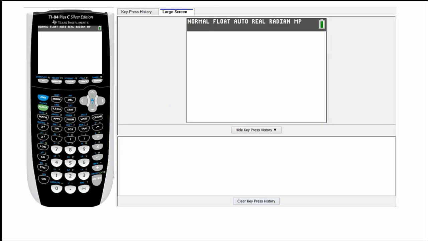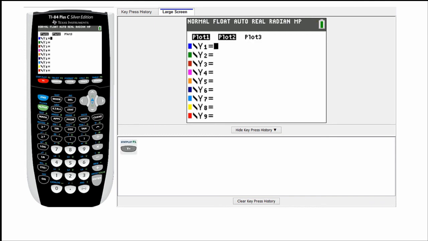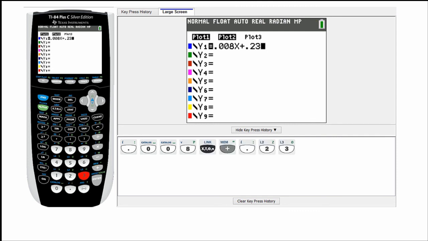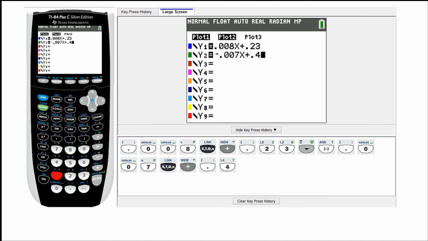Going to my graphing calculator, I can press Y equals. I want to type in my equation for natural gas, 0.008t plus 0.23, down arrow, and type in my equation for coal. Make sure you use your negative sign: negative 0.007t plus 0.41. If you'll notice above the Y equals, Plot 2 and Plot 1 are highlighted.